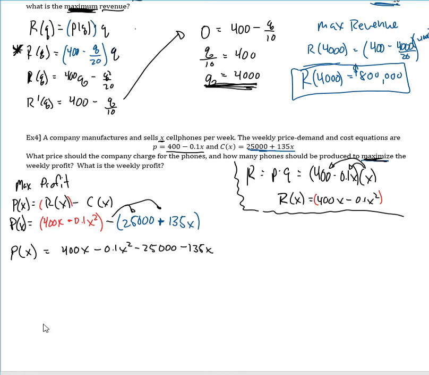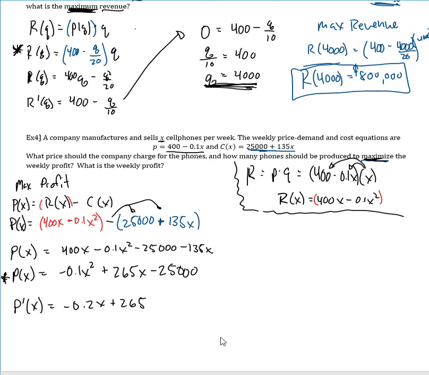Okay, and then I'm going to rewrite our profit function so it's in descending order. So it looks like we have negative 0.1x squared, the 400x minus 135x would be plus 265x, and then minus 25,000. Okay, so minus 25,000 at the end. This is the profit function, so we'll use this again eventually, but at this point, now I want the derivative. So our derivative, P prime of x, is negative 0.2x plus 265, and then that's it.